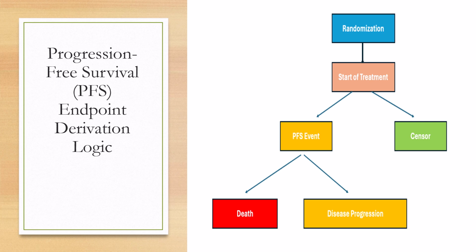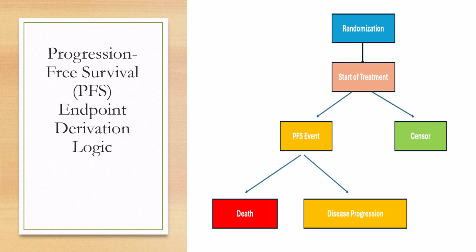The end point is how to calculate the PFS time. The PFS time is the number of months or days from the start of treatment until either progression or death happens. If progression or death occurs, the PFS time is calculated from the first dose date to the event date, which is the event of progression or death. In case both progression and death have happened, then make sure that you consider the earlier event date.